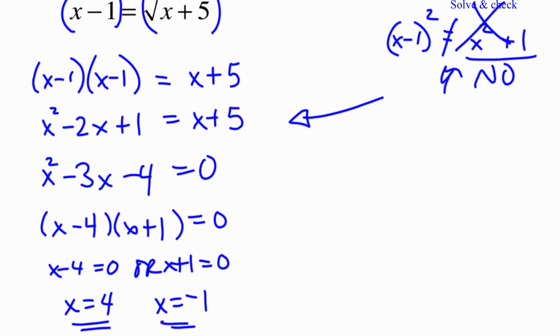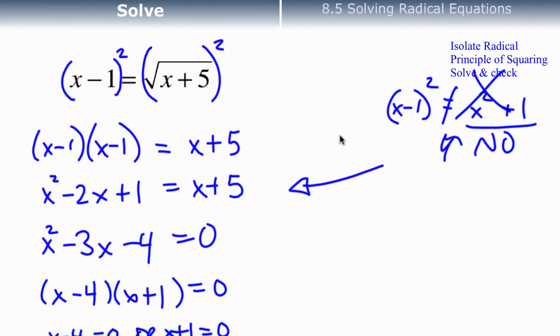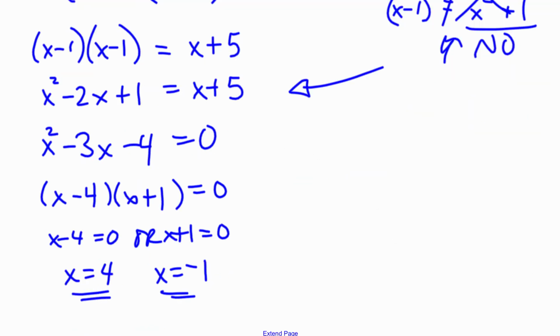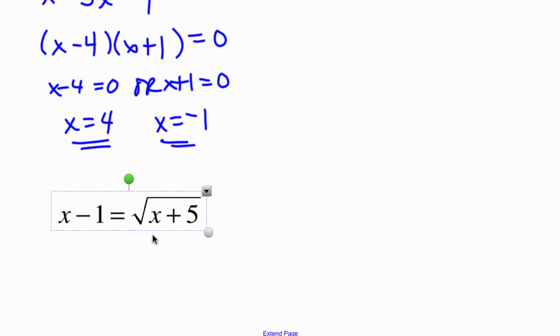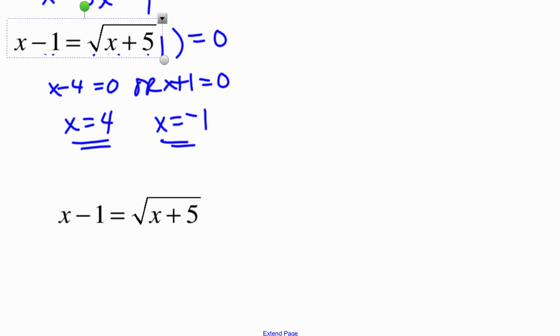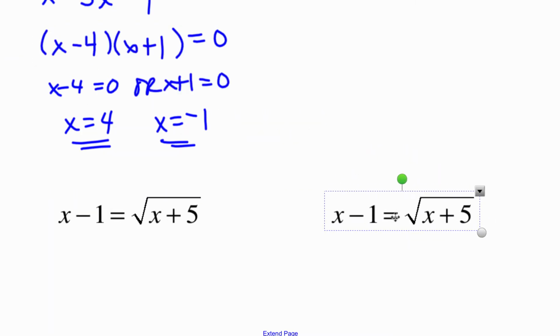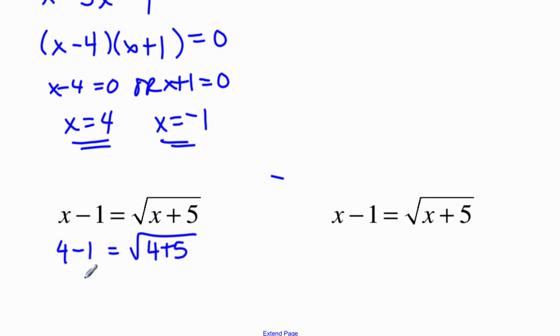Let's go back and check them. I'm just going to grab the question here, just so I don't have to type it again. Let me go down a bit. All right, so let's check. Well, maybe I'll do 2 of them, eh? Put that one over there. Okay, so I'm going to put a 4 in. 4 take away 1 is equal to root 4 plus 5. 4 take away 1 is 3. 4 plus 5 is 9. Square root of 9 is 3. Yeah, that one checks out.